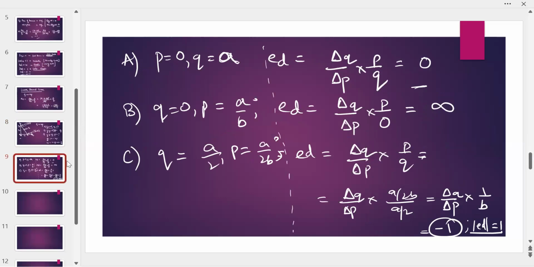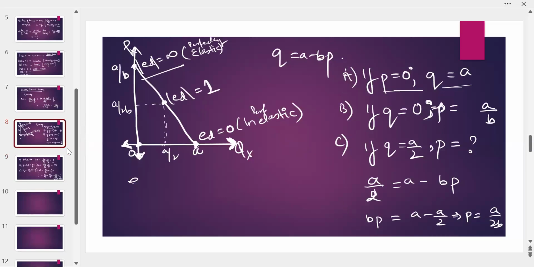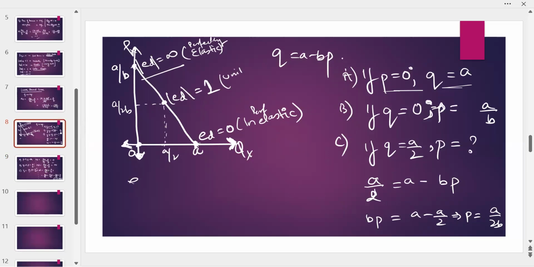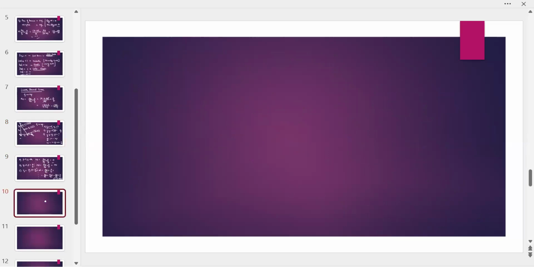All right. Now, hope this is clear to you, and this is how we can calculate it. We can call it unit elastic at this point, correct? Now, let's understand the next part, which is the constant elasticity demand curve.